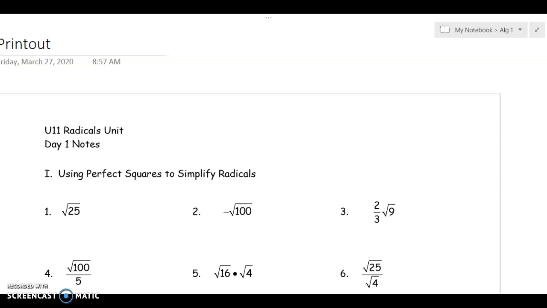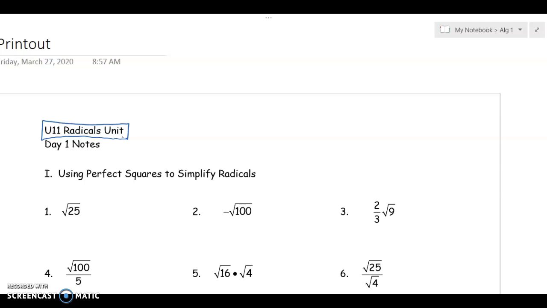Algebra. We are going to be using the newest packet that I gave you the last time I saw you, which starts with Unit 11 stuff. We're going to take a break from Unit 10. We will eventually go back to it, so don't get rid of those packets. But we're going to start off with something that I thought would be a little bit easier to teach you remotely as opposed to Unit 10 stuff, which can be a little tricky.